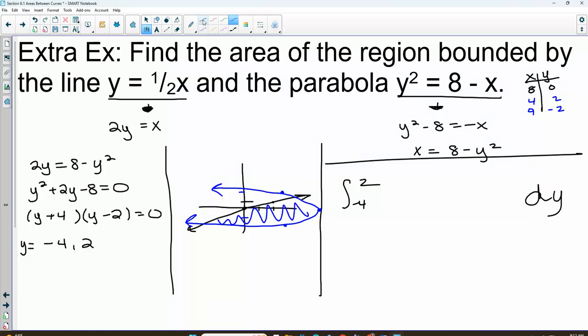So when I set it up, which one goes first? You do right minus left. Think big minus small. So the bigger x first. So that's my parabola is the curve on the right. So that would be my 8 minus y squared. Minus my left is that line, so 2y. But again, if you mess that part up, you just have to fix it at the end. Do the absolute value of your answer.